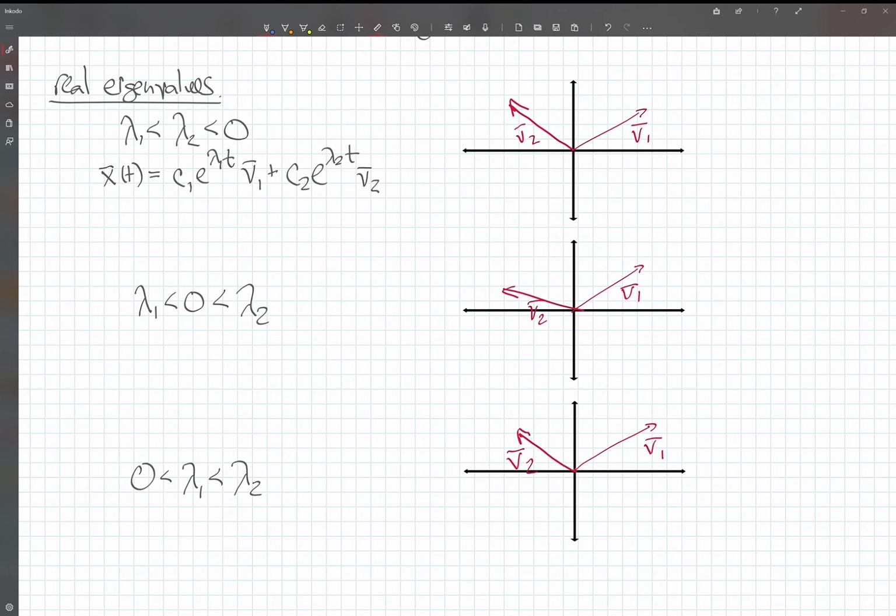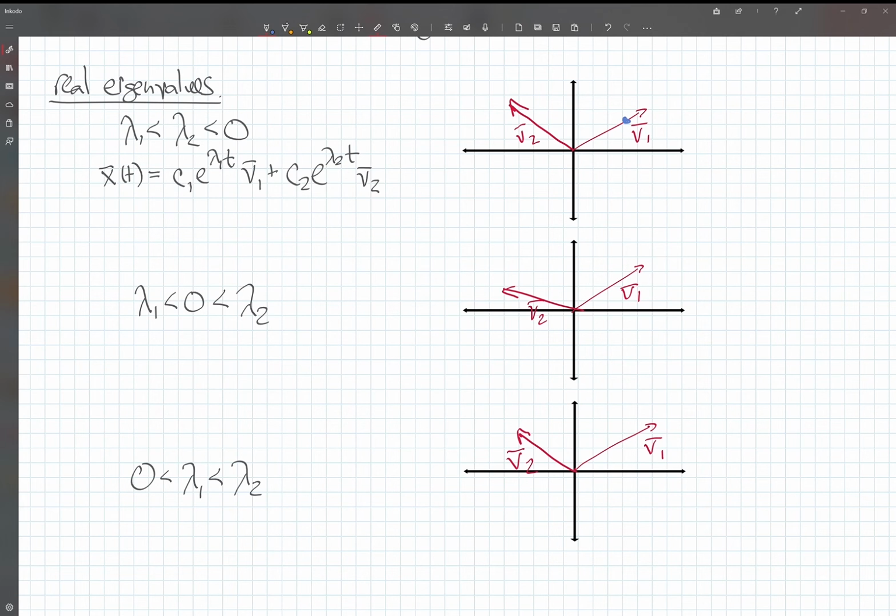So if lambda 1 and lambda 2 are both negative, because these are 2 distinct real eigenvalues, each one has a corresponding eigenvector, which I've sketched, and let's see what's going to happen. If your initial value is on this line, the line spanned by v1, well, what's going to happen? That means that c2 is 0. We only see c1 e to the lambda 1t v1. Lambda 1 is negative, so that's going to force us to come in toward the origin.